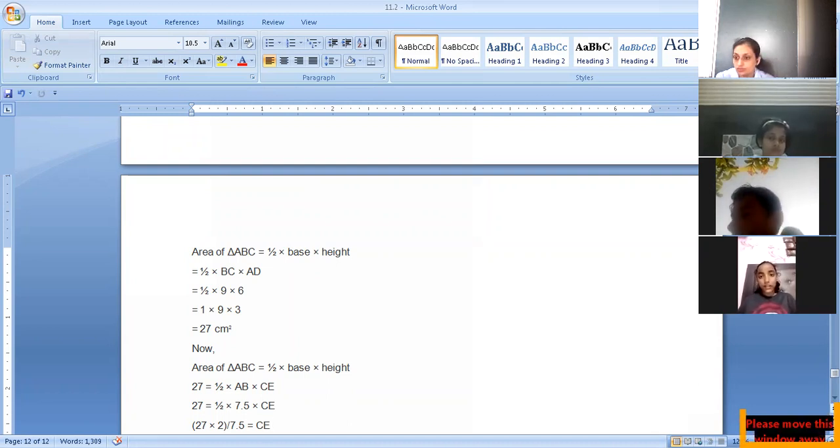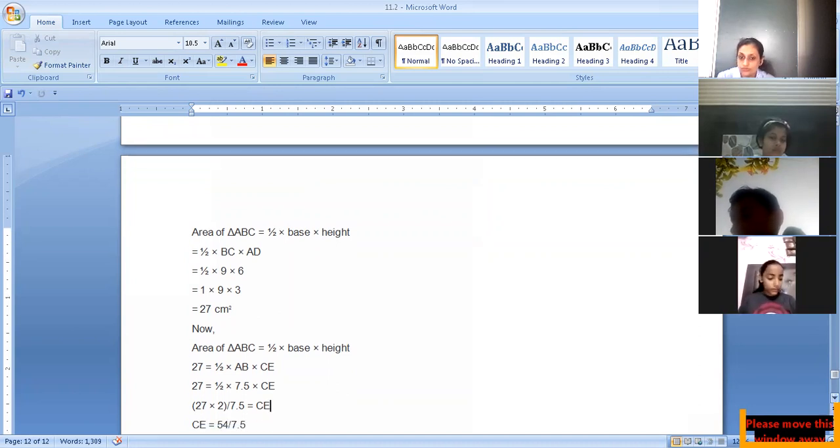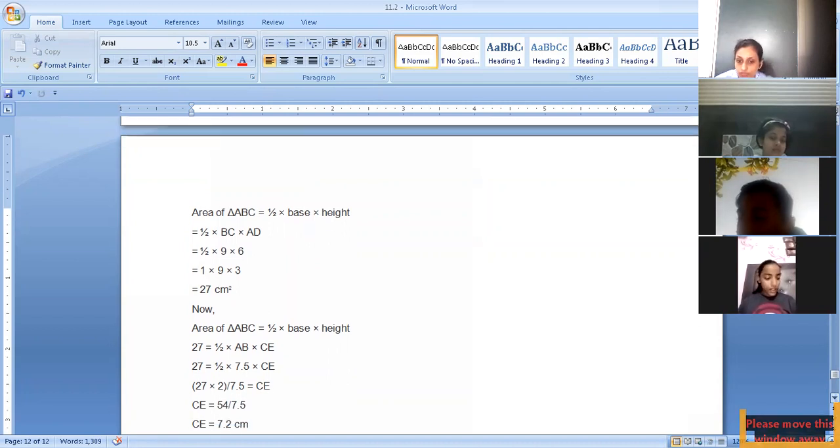And ma'am, CE is equal to 7.2 centimeter. Okay, that's right. 54 when divided by 7.5, you are getting 7.2 centimeter. That's right. Absolutely correct.